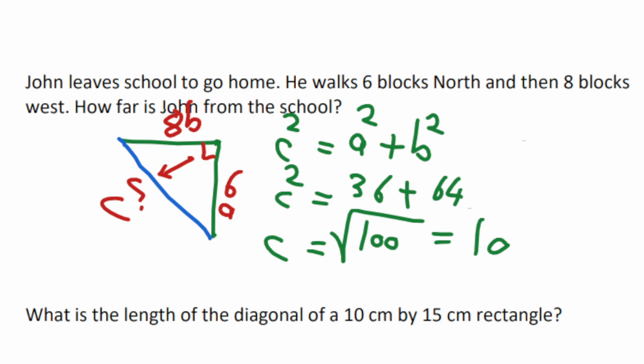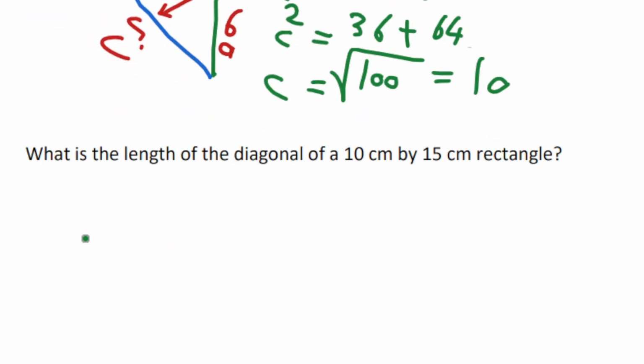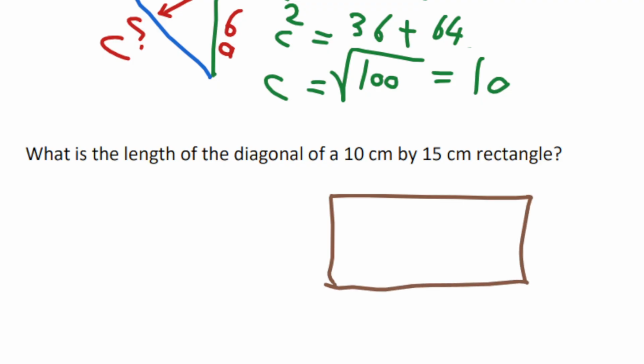Now let's look at another word problem. What is the length of a diagonal of a 10 by 15 rectangle? That's a nice question. Let's draw the rectangle. This is a nice rectangle. Let's assume it's nice. So this is 10, and that's 15. They ask you to find the diagonal. Do you know what the diagonal is? It's this line. This is called a diagonal, from one vertex to the opposite.